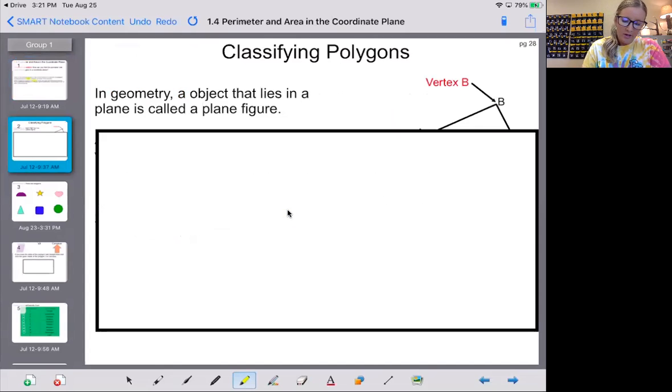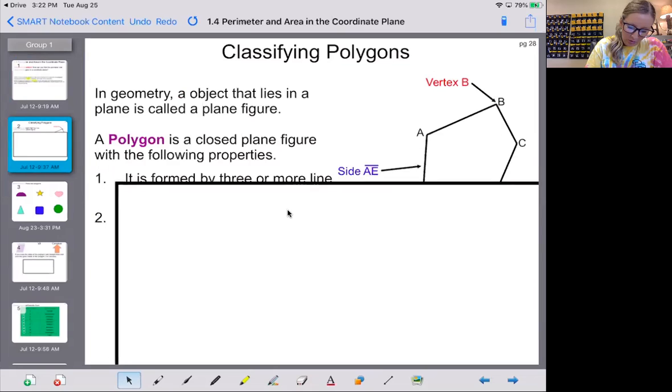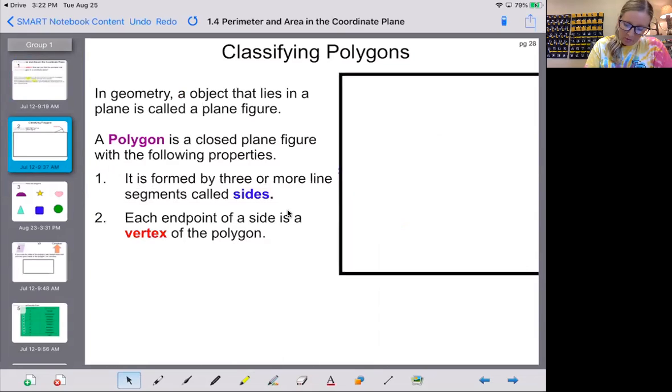All right, so in order to be a polygon, first of all, we need to talk about a plane figure. So in geometry, an object that lies on a plane is called a plane figure. So remember, plane from section 1 is basically that little rectangular rhombus looking shape that is like a flat thing that goes on forever. So in class, I used like a piece of paper to describe a plane.